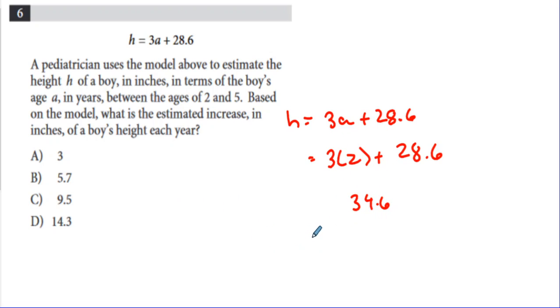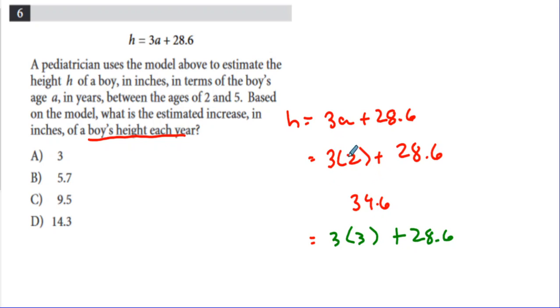If I try to do the same thing, instead of plugging in a 2, I go to the next year, because that's what they want to know about the boy's height each year. If I say 3 times 3 plus 28.6, here's what I want to remind you about. This is not a calculator section, so they're not relying on you doing a lot of calculations. So let's just think about this instead of doing the calculation. When I go from 3 times 2 to 3 times 3, all I'm doing is essentially adding 3 more. That's what that increase is doing.